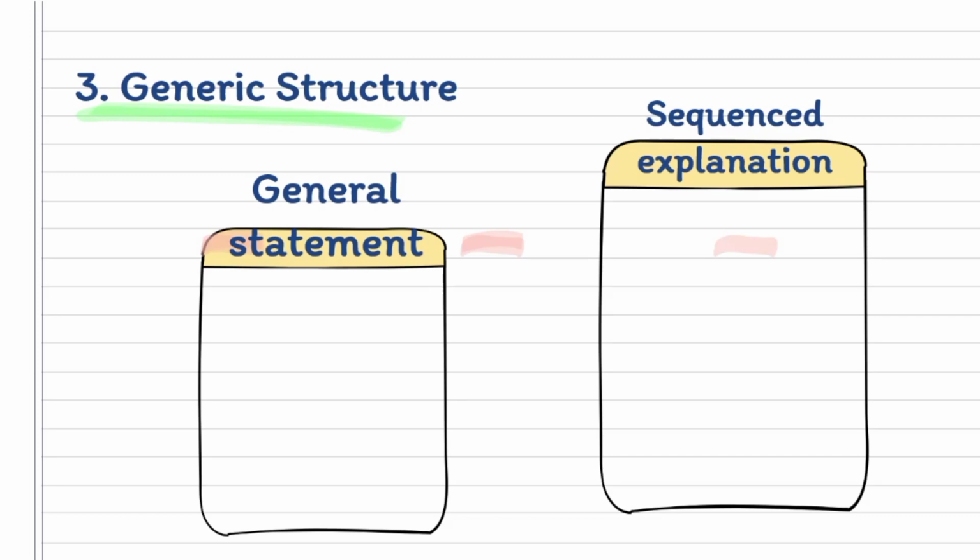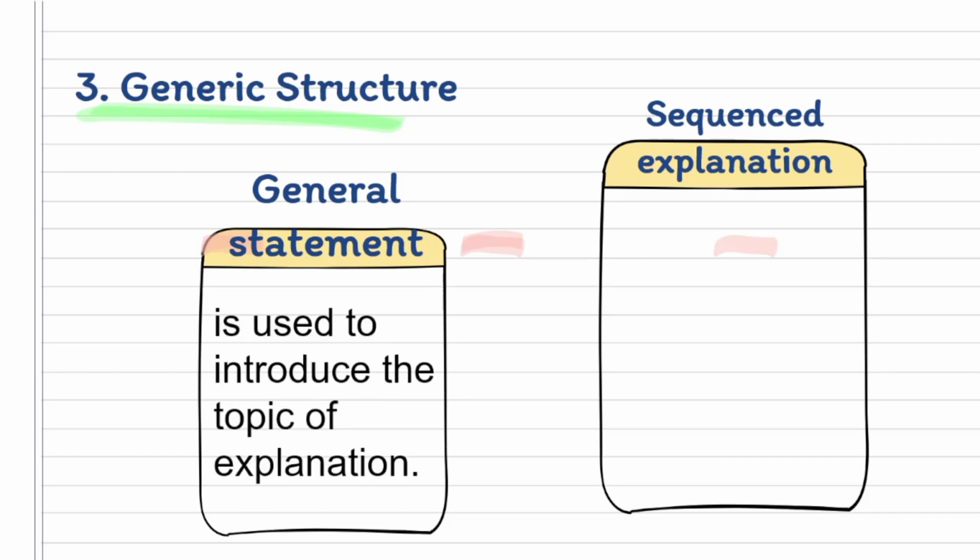Let's look at the generic structure. The first is the general statement. We start our text with a general statement. It is used to introduce the topic of the explanation. Yes, this is to introduce the topic that we are going to explain.